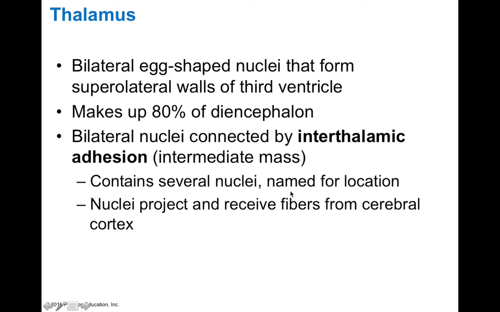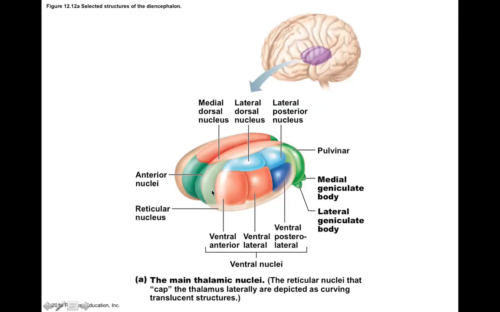Now, it contains several different nuclei that are named for their locations, and the nuclei in the thalamus receive fibers from the cortex. If you looked at the thalamus, remember it's deep within the brain, and it's a major part of your diencephalon. You have the right and left thalamic hemispheres, and in the middle of that you'd find the third ventricle. If you looked at the anatomy of each thalamic hemisphere, you'd see lots of different nuclei, like the lateral dorsal nucleus, the lateral posterior nucleus, and the pulvinar nucleus.